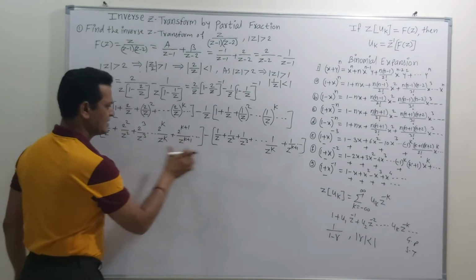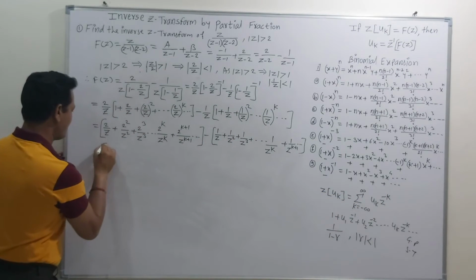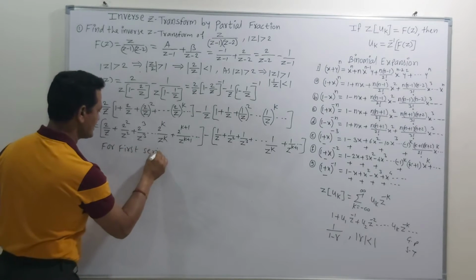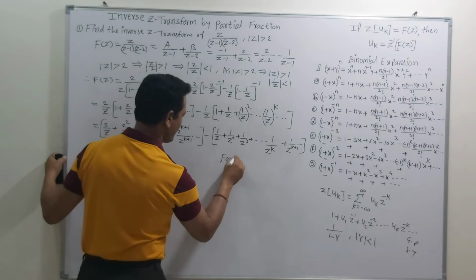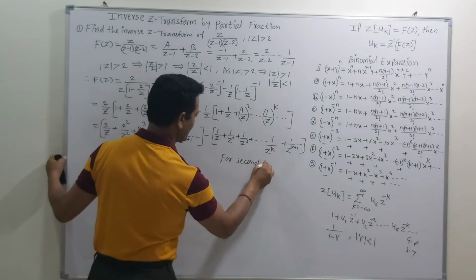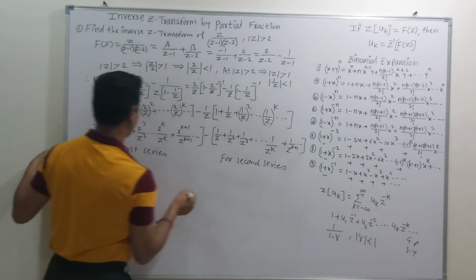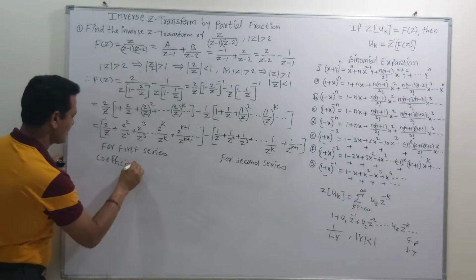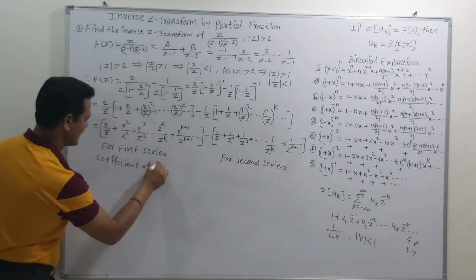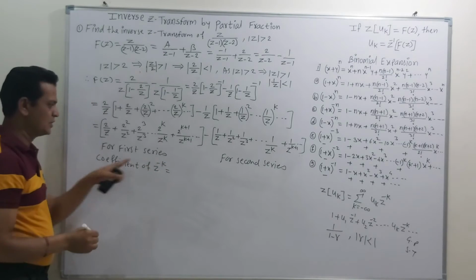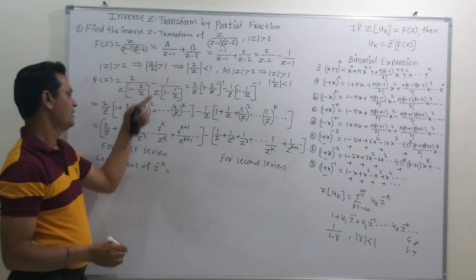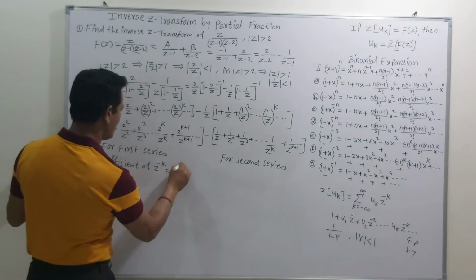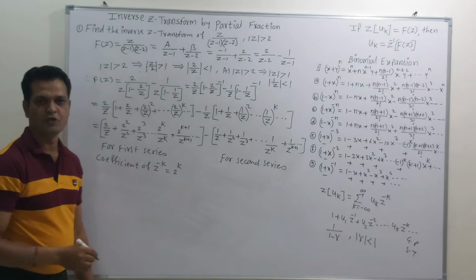So this is the first series, this is the second series. So here for the first series, the coefficient of z raised to minus k is equal to, since this z raised to k is in the denominator, we can write this as z raised to minus k, and its coefficient is 2 raised to k.